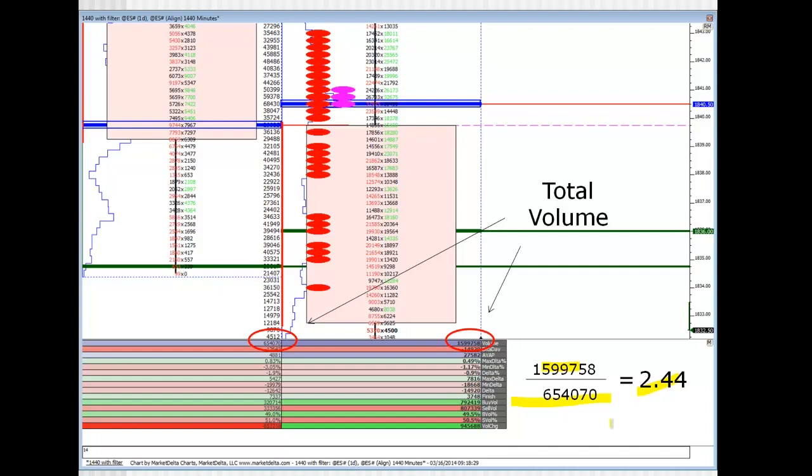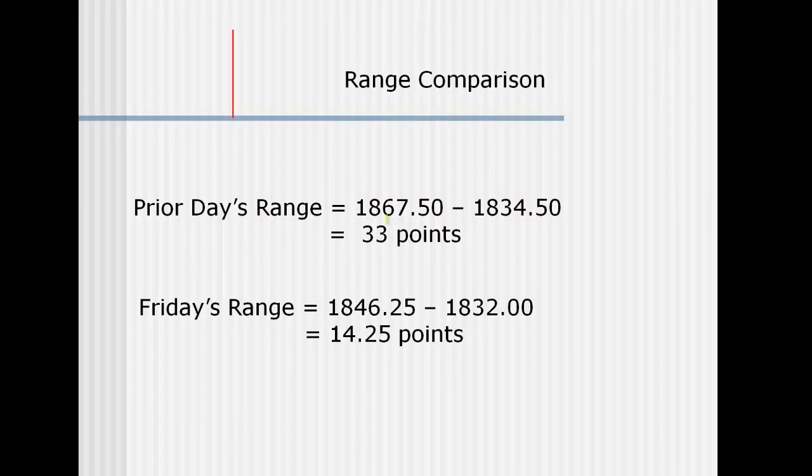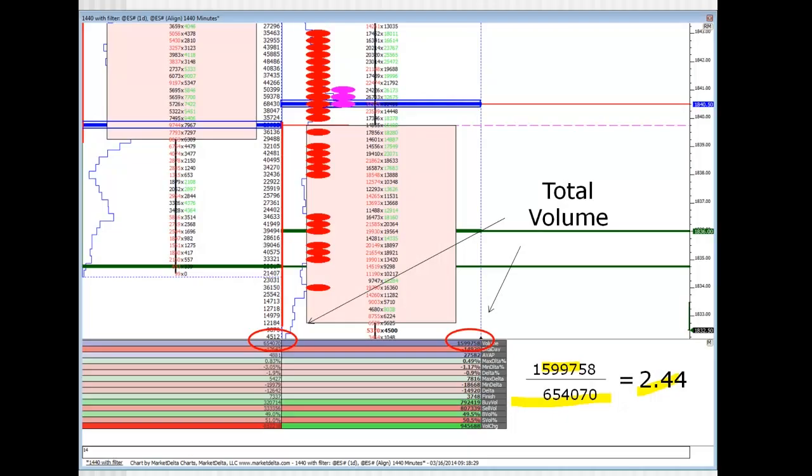If we do that, if we take a look at the range comparison between the two, we will find that for Thursday we had 33 points, and for Friday's range, even half that range, 14.25 points. Well, what does that tell me? I had 2.44 times the participation in a smaller range. That means that I have a battle on my hands.